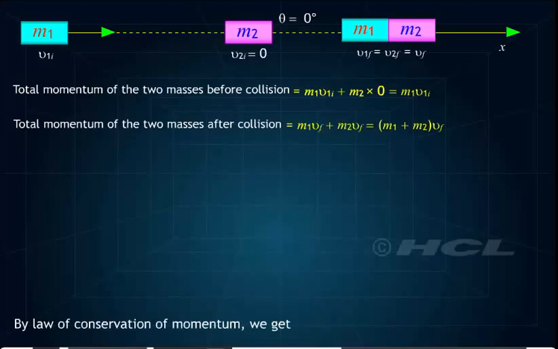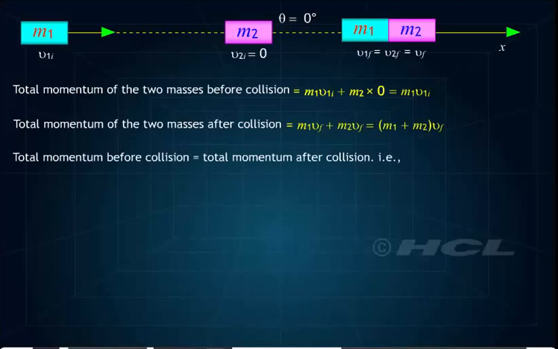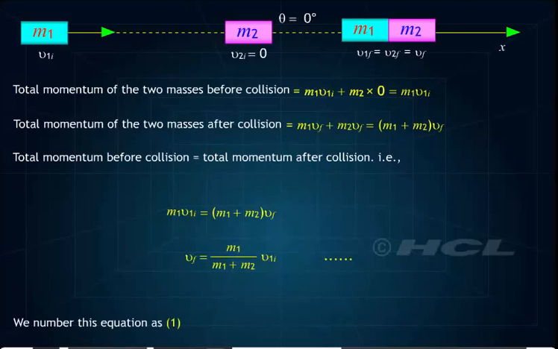By the law of conservation of momentum, total momentum before collision equals total momentum after collision, that is, m1 v1i equals (m1 plus m2) vf. So vf equals m1 by (m1 plus m2) into v1i. We number this equation as 1.